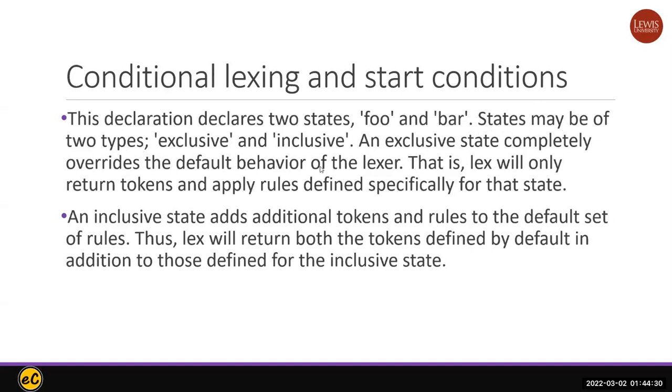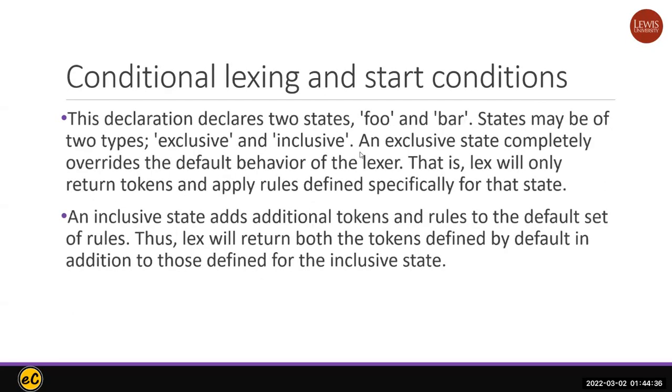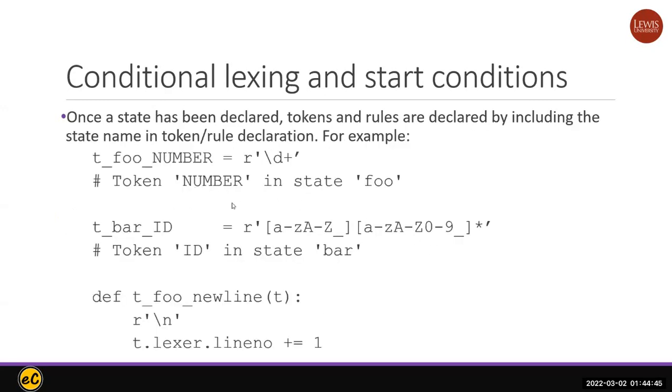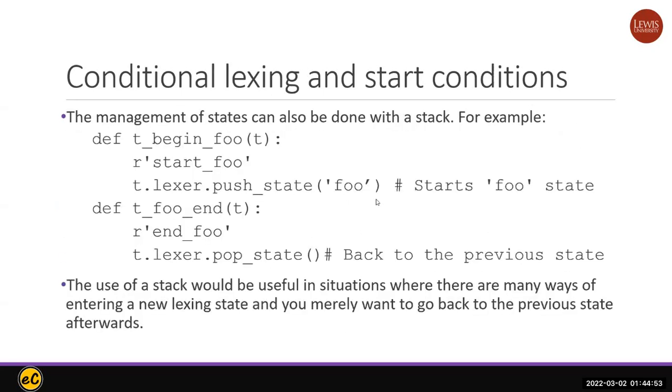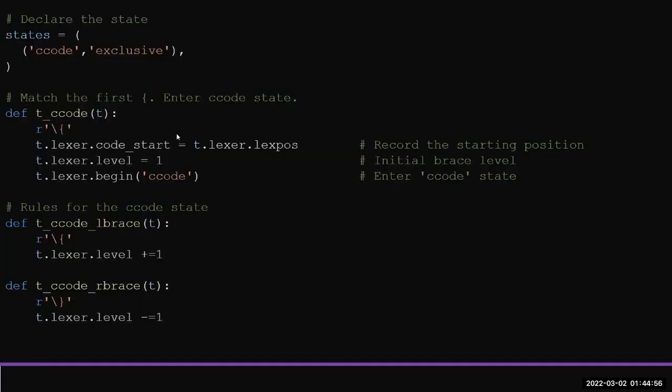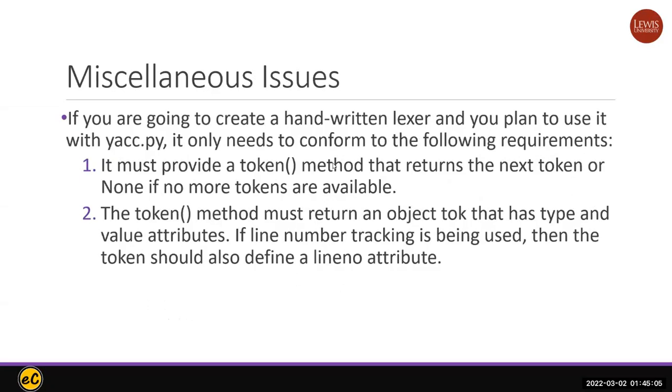States may be of two types, inclusive or exclusive, okay? This portion, I think, is more complicated, okay? And, okay, an exclusive state completely overrides the typical behavior of the Lexer. So I think this one is not that interesting. So let me see. It's conditional lexing and start condition. This one, I think, when you need it, you can study it by yourself. Okay, this is continual lexing. It's not that important. So here we have the lexer, and we actually do conditional lexing. Okay, this one has multiple issues. So I don't think this portion, the conditional lexing, is that important.